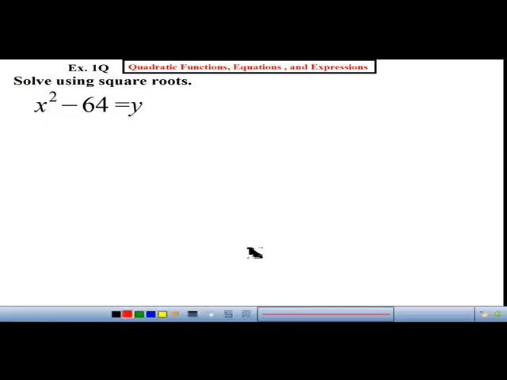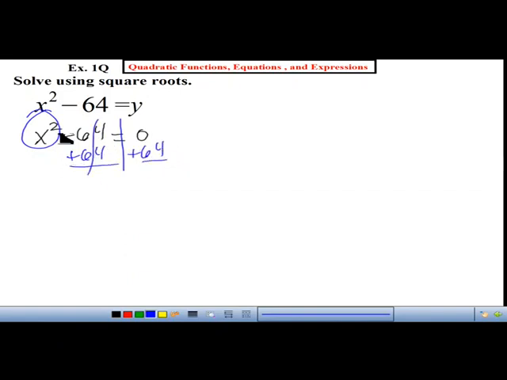All right, let's see if we got it. Solving by square roots, what's the first thing? We need to make sure that y is what? 0. So we're left with x squared minus 64. Next, I need to isolate the x. How do we cancel this negative 64? Add 64 to each side. We're left with x squared equals 64. And now that we have x squared by itself, to cancel that squared, we need to take the square root. That cancels the squared. Whatever we do to one side, we do to the other. X equals plus minus 8.